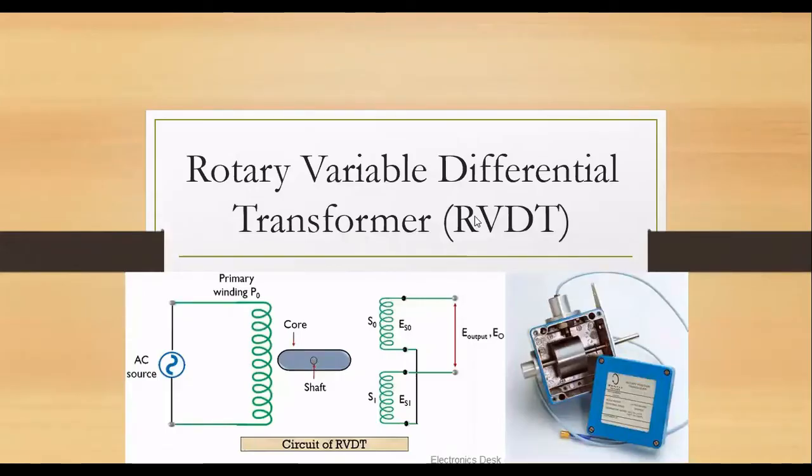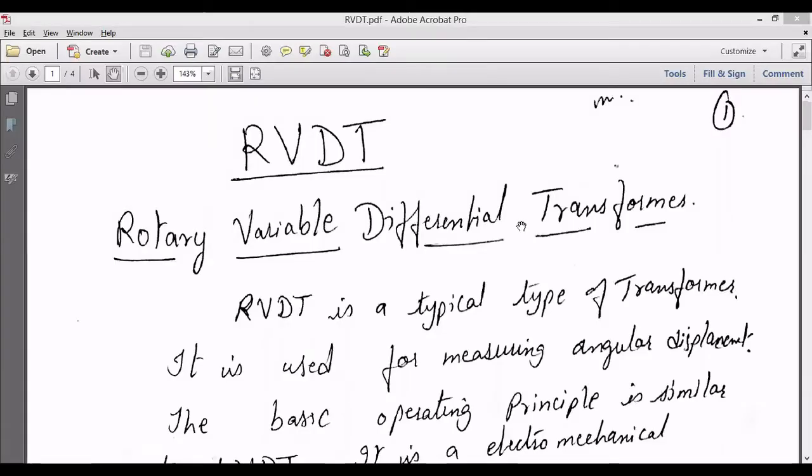So let's start today's topic: RVDT, Rotary Variable Differential Transformer. I have shown the circuit diagram and this is the practically available equipment. Let's start the topic. Today's topic is RVDT. After LVDT, we have the RVDT, the Rotary Variable Differential Transformer.